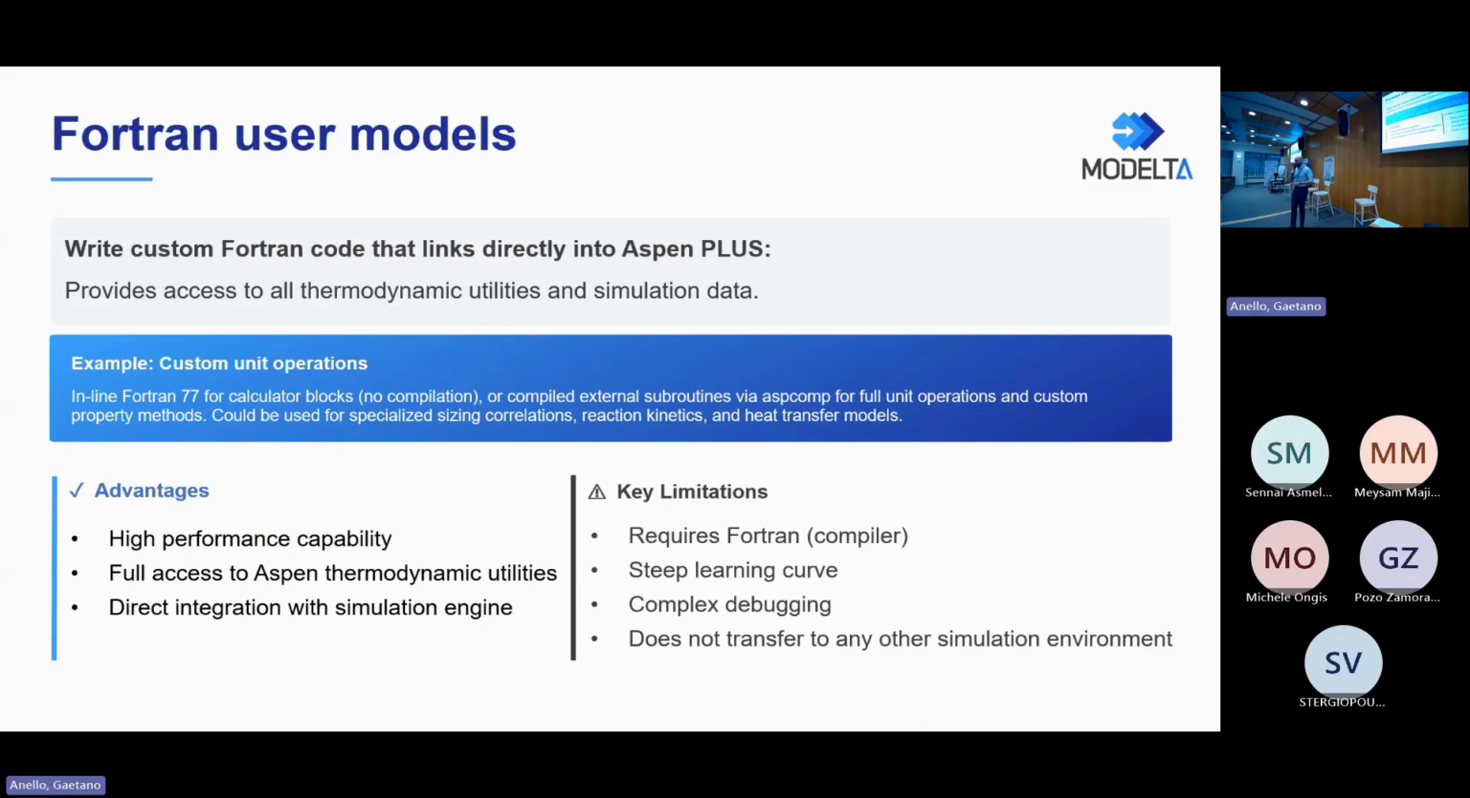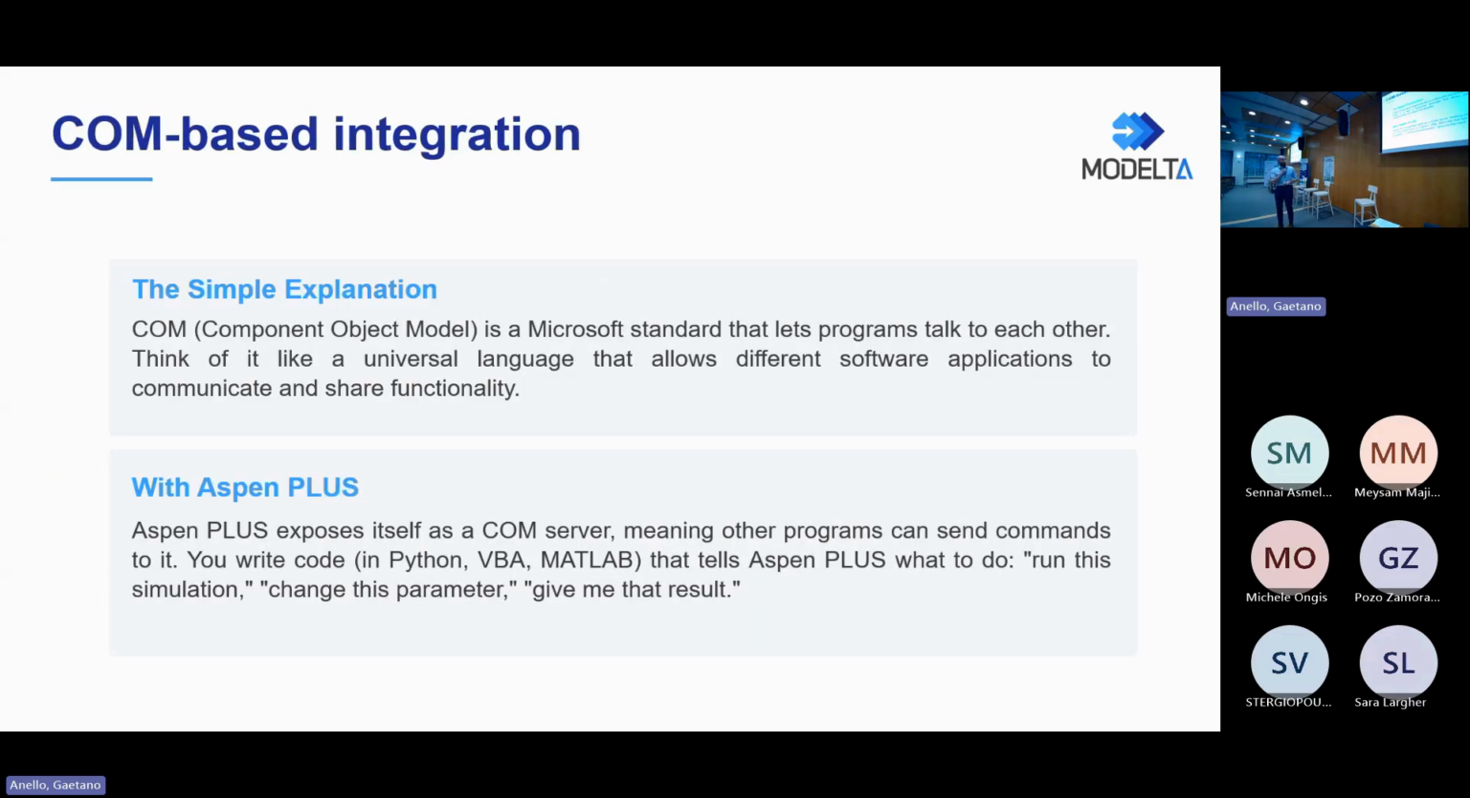So another one is Fortran. Fortran is a fairly old programming language, which there's a ton of stuff built in it, but it's a bit outdated. We'll skip over this fairly quickly. This is one of the best ways to do it, I guess, but it will still lock you into using Aspen, so that's not really an option.